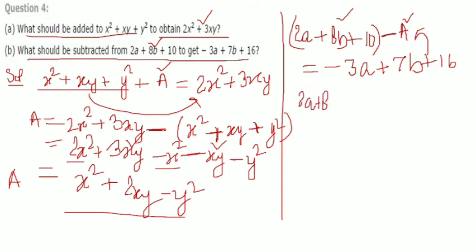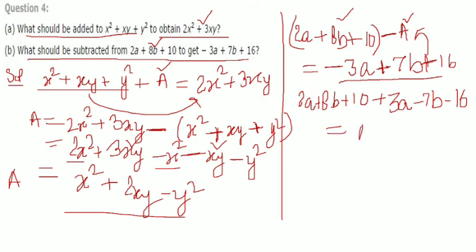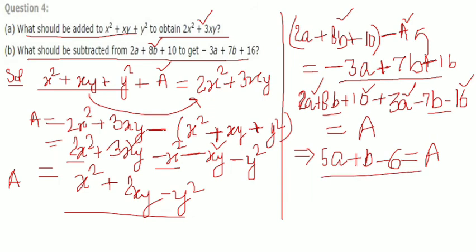2a plus 8b plus 10. Since this will shift to the LHS side, the sign will change. Minus will become plus 3a, plus 7b will become minus 7b, plus 16 will become minus 16. And this negative A will transpose to the RHS. This will become A. 2a plus 3a will give you 5a. 8b minus 7b will give you b only. Plus 10 minus 16 will give you minus 6. This is the required expression A. So the answer is this.